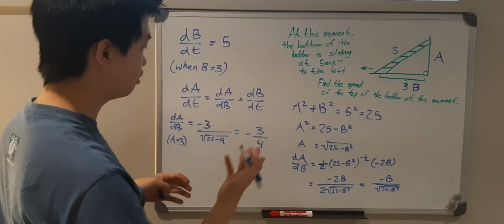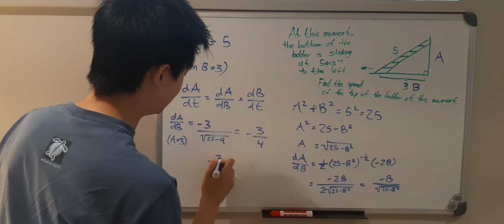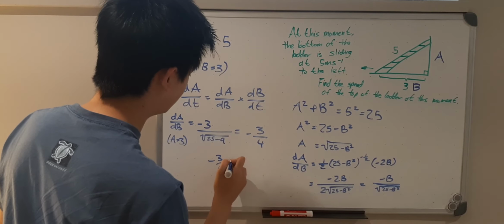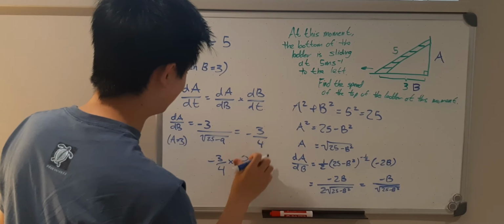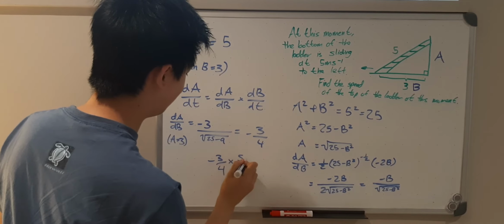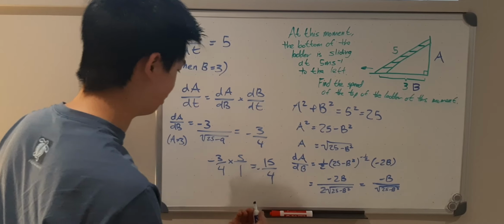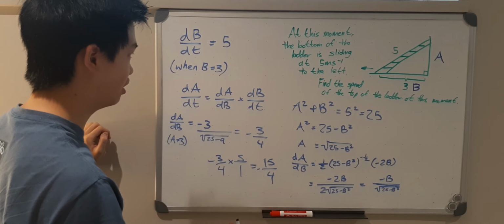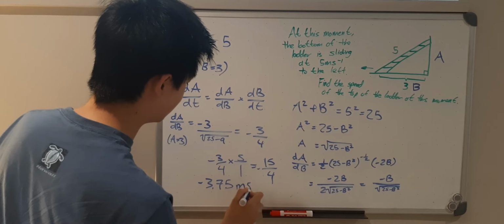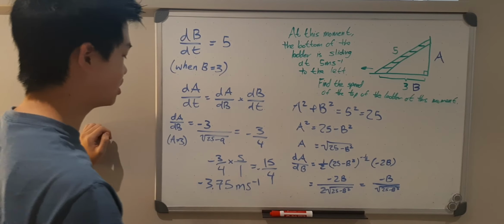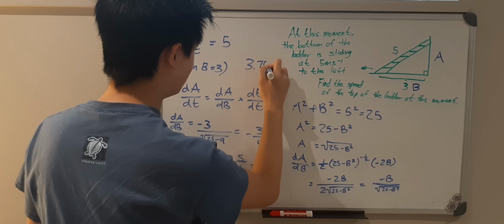Now we know that dB over dt when b equals 3 is 5, right? So we just multiply these. Minus 3 over 4 times 5 over 1 is equal to minus 15 over 4. I believe that would be minus 3.75 meters per second. Since it's a speed, we can just say that the speed is 3.75 meters per second.